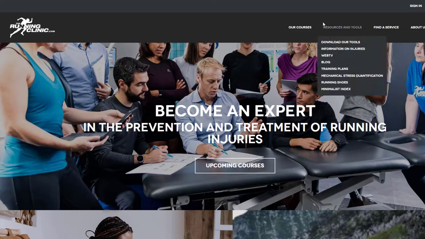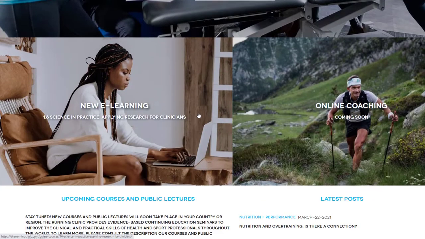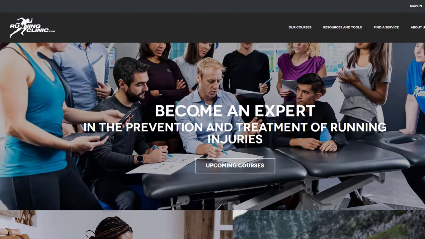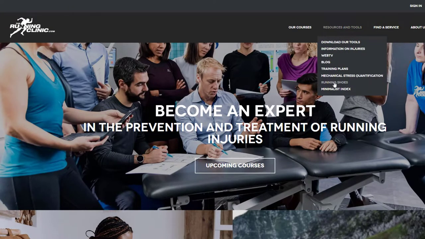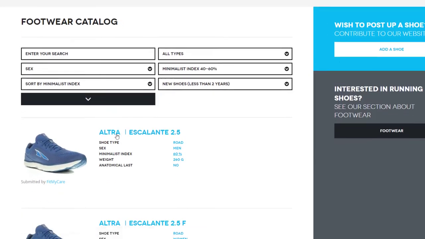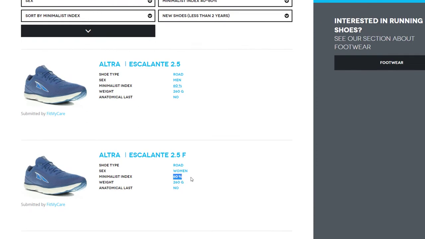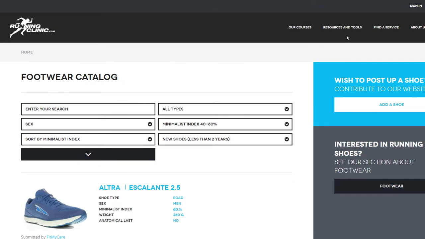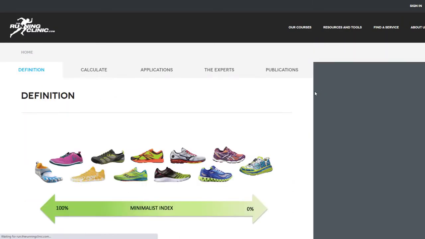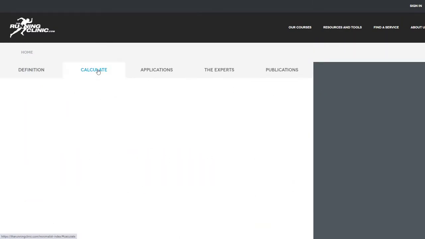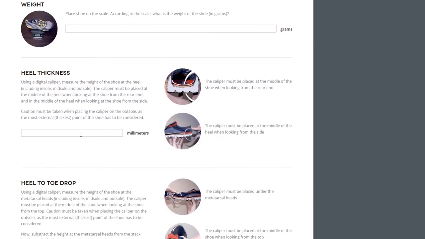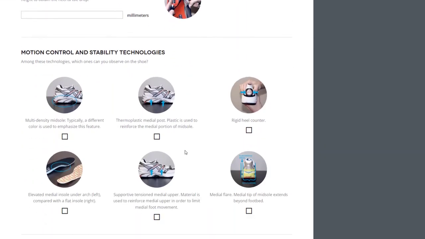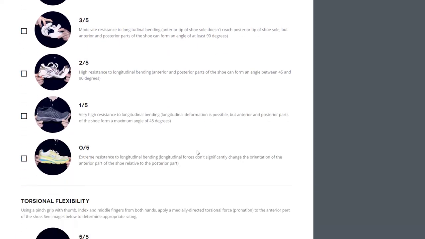So I first learned about this minimalist index through the website called The Running Clinic, which has Blaise Dubois and Jay Fasculier, who I've been following for years. On their website, they have a database which shows particular running shoe types and automatically shows where they are on the minimalist index, what percentage they have. But they also have a calculator for shoes that aren't in that database. You can plug in certain characteristics and follow a certain chart to calculate where the shoe you have falls on that minimalist index.